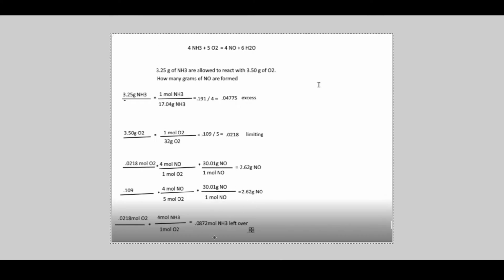Now you get the leftover by doing the limiting times the moles of the excess. Remember, since we're not using this number, you always use 4 moles of this. As long as you're not doing any equations where you're changing it to other fractions, then you're fine. So you use this number up here to do this, and you get 0.0872 moles of NH3 left over.